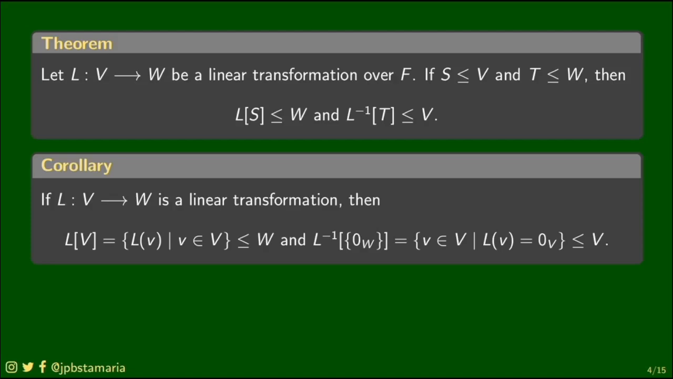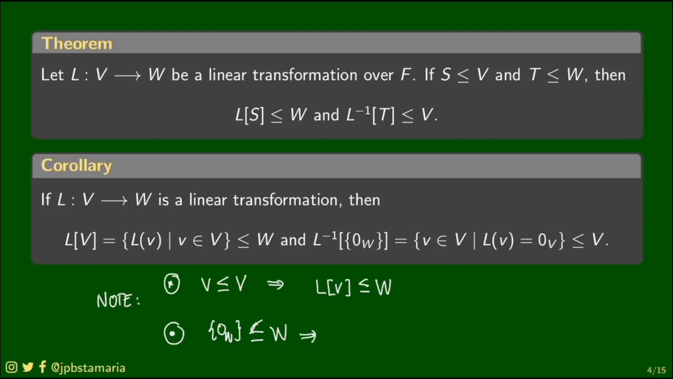We now have a corollary to this theorem. This corollary is in fact a particular case of the general theorem. Take note that V is actually a subspace of itself. So therefore, I can take the direct image of V, and I am sure that that direct image is a subspace of W. Also, I can consider the trivial subspace of W, in this case, the one containing only the zero vector. We know that this is a subspace of W. From the previous theorem, I know that its inverse image must be a subspace of V.